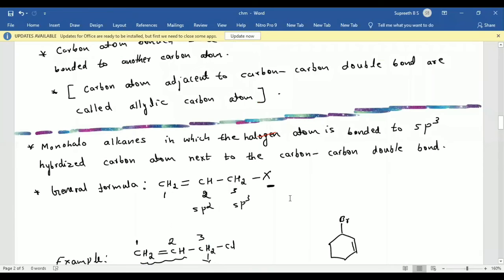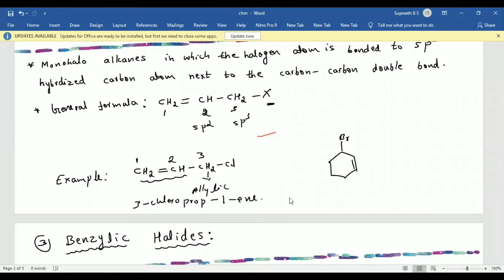Next, go for second example here. Okay, this one is again allyl. This is not aromatic, clearly we can observe. Okay, this is an aliphatic hydrocarbon. Now we can observe a double bond. One double bond is present, right?